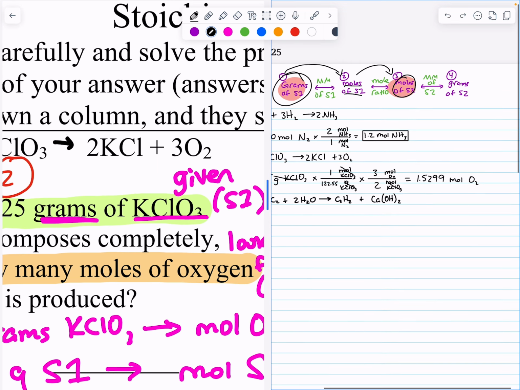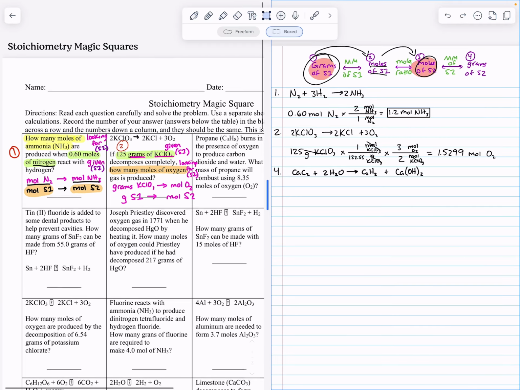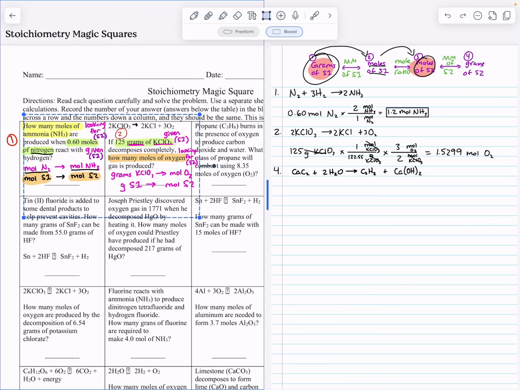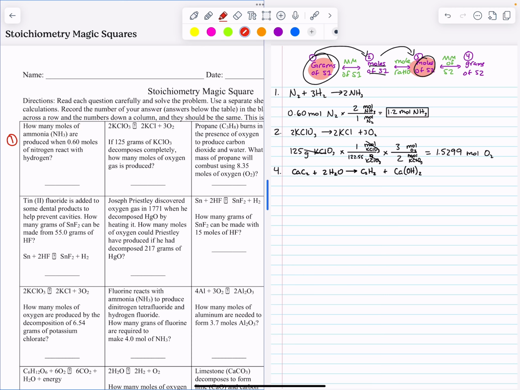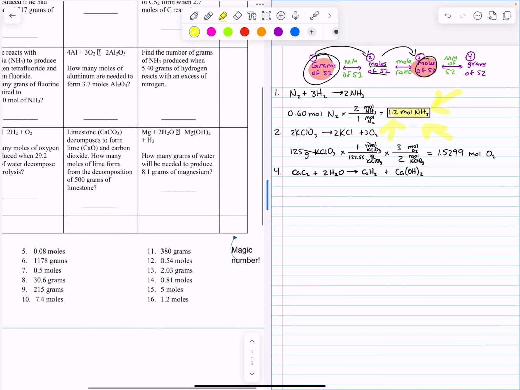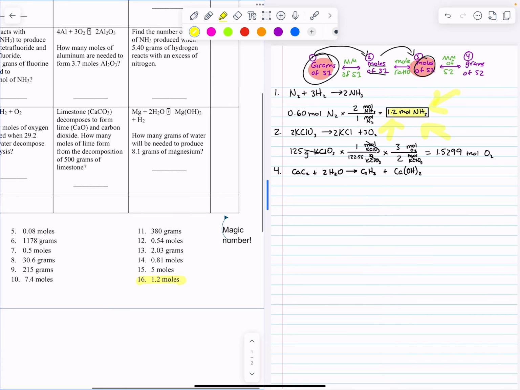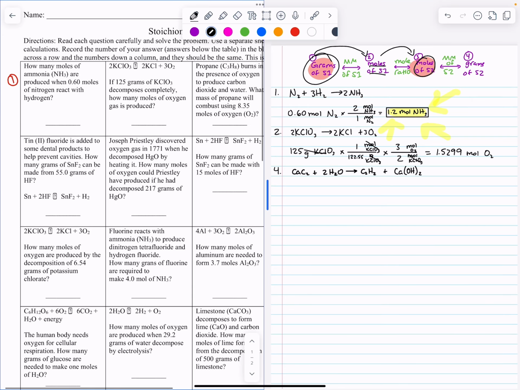Oh, and I forgot to tell you the most important part. Okay, so let me erase all of this mess over here because it's too much mess. Okay, erasing it. We just said over here that 1.2 moles of NH3 was our answer for number 1. Look for 1.2 moles over here. Do you see 1.2 moles anywhere in the answer key? I do, right there. What number is this? 16. So I will put 16 on the line.